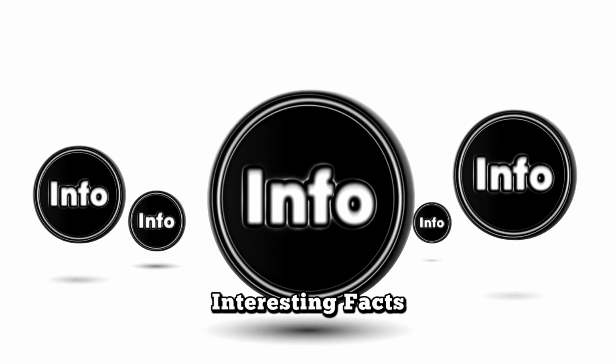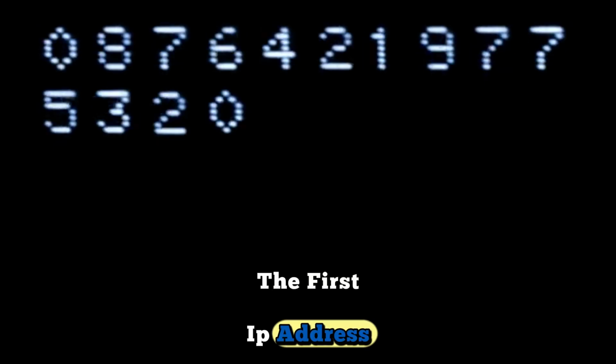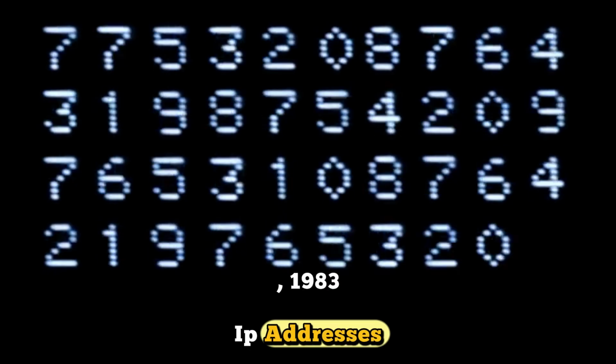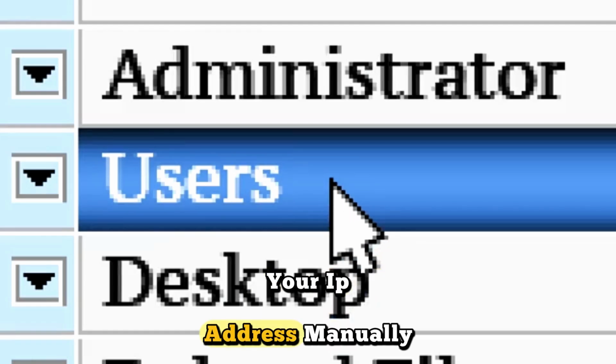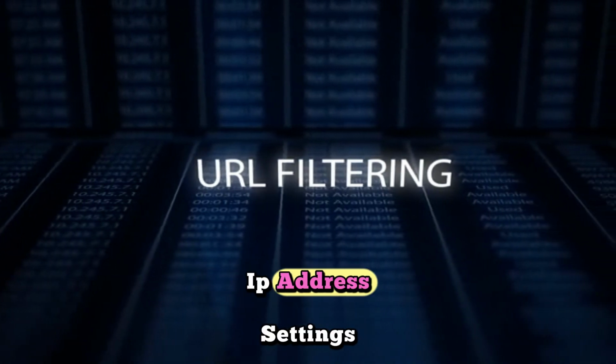Now let's understand some interesting facts about IP address. The first IP address was assigned on October 1st, 1983. IP addresses are dynamic and can change over time. Most routers allow you to change your IP address manually. You can do this by logging into your router and changing the IP address settings.